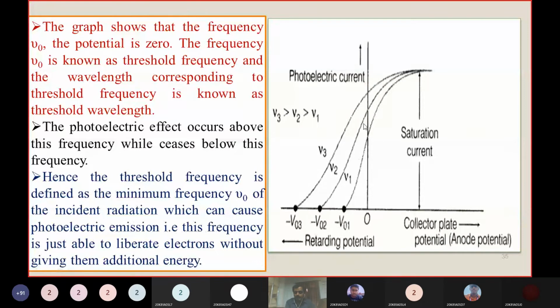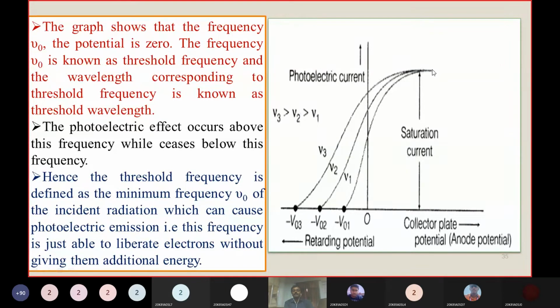Here we have photocurrent versus potential, that means current versus voltage, drawn for different frequencies. If you observe, this is the stopping potential. This is the lower frequency, this is a greater frequency, and this is a still greater frequency. If you increase the frequency, the stopping potential increases. But the saturation current is constant.